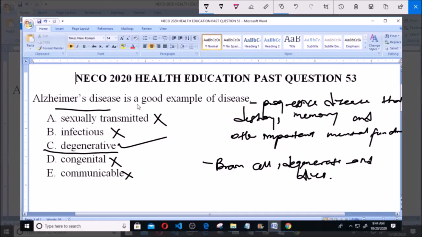Degenerative disease simply means a disease that causes degeneration of a particular part of the body, and Alzheimer's disease is a degenerative disease of the brain because it causes degeneration of the brain cells, thereby leading to impaired mental function.